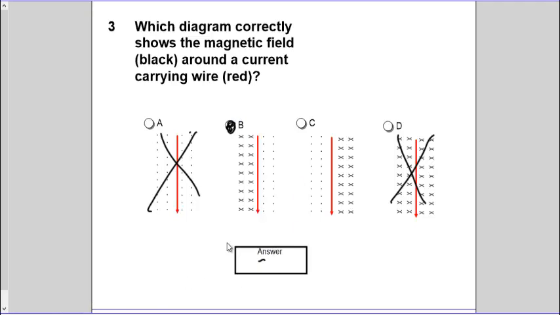Let's reveal the answer just to make sure we're on board. You got it. Nice job, Mr. Chestnut. You must have done this before.